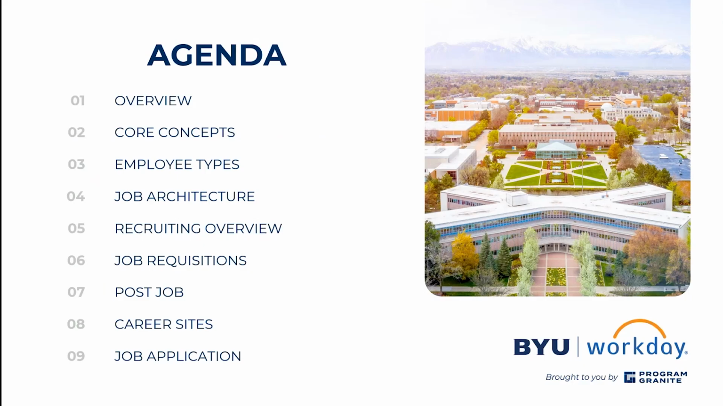So we'll jump into our agenda. We have some overview slides. We're going to do core concepts, talk about employee types, job architecture, and do a recruiting overview and job requisitions. We're all going to create a job requisition, then our job is going to get posted. And then we're going to talk about career sites, and we're all going to apply as an external candidate today, as a fake external candidate. Next week, we're going to continue walking through the recruiting process.